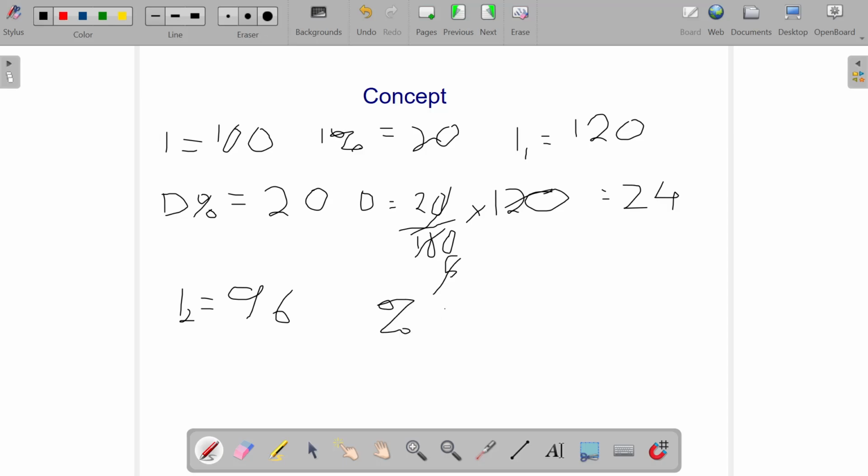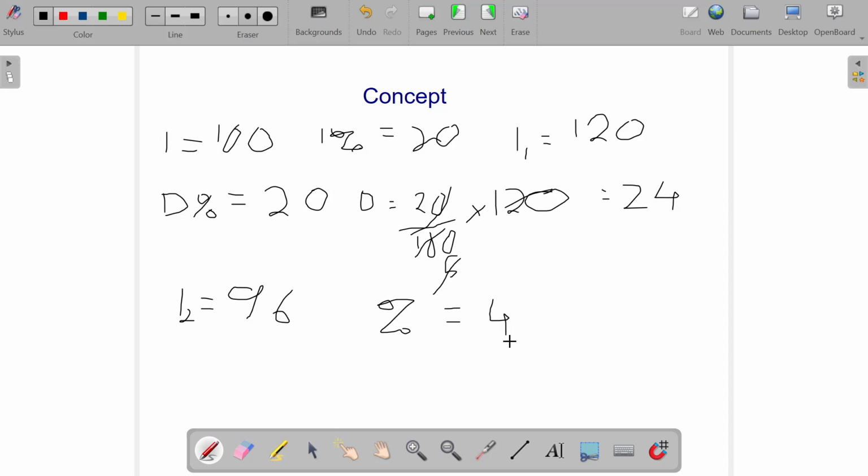Net percentage change is from 100 to 96. I told you whenever a number is increased or decreased from 100, the percentage is the same as the number itself. So a decrease by 100 minus 96, which is 4. So it is decreased by 4%. So the net percentage decrease is 4%.